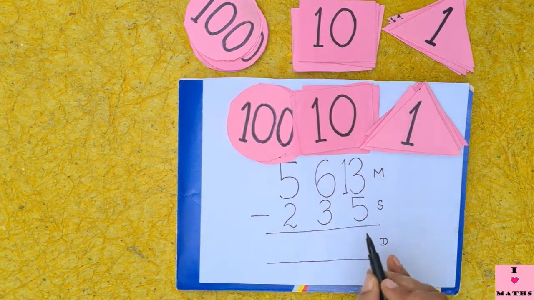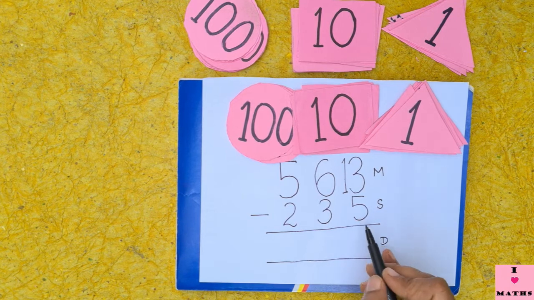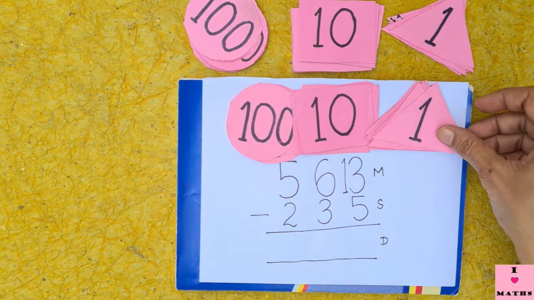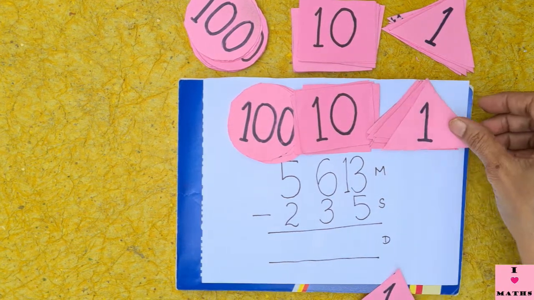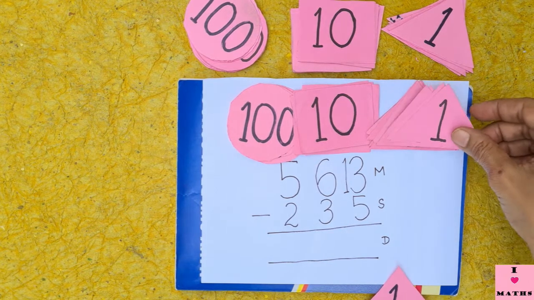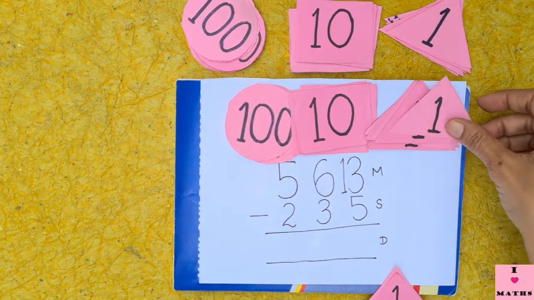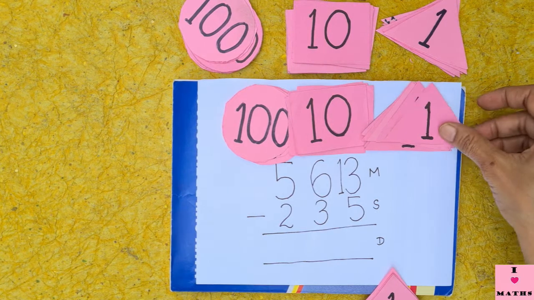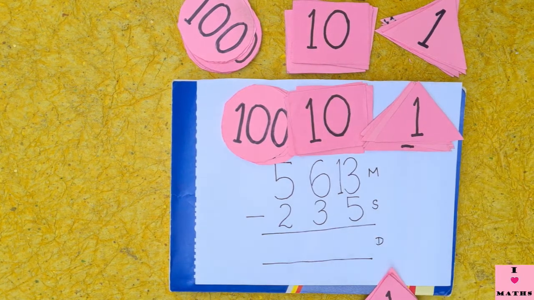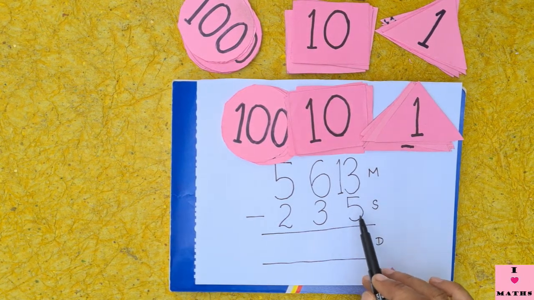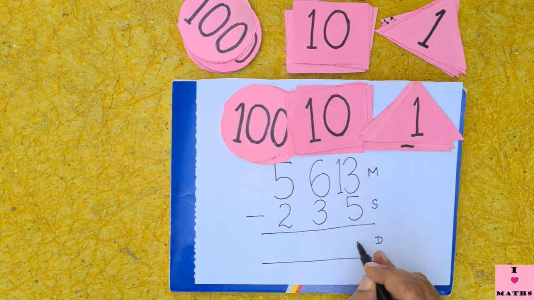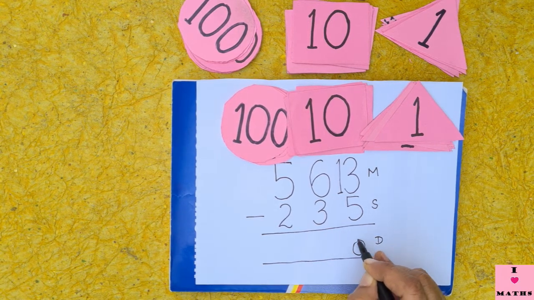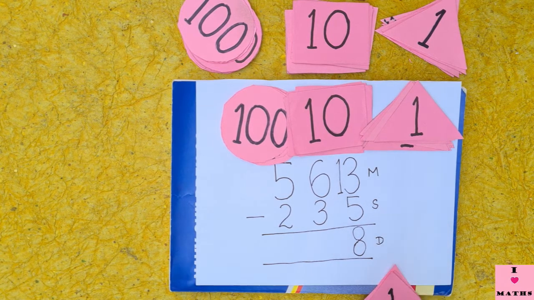Now we have to subtract 5 ones from this. Okay, so we will subtract 5 ones. 1, 2, 3, 4, 5. So when we subtract 5 from 13, we get 8. I will show you that the leftover cards at the ones place is 8.